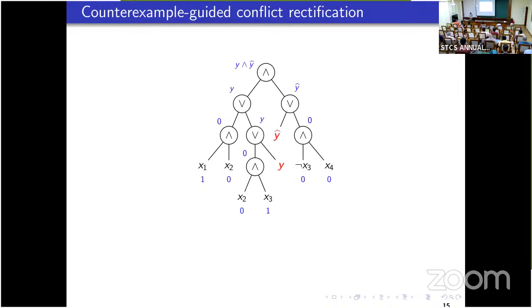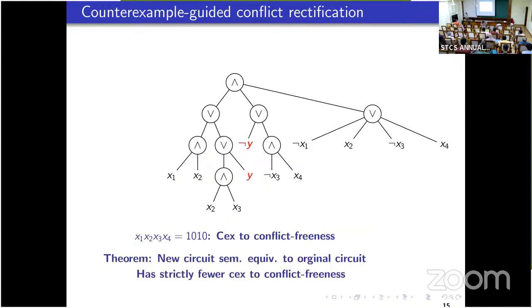And then I find that here is one counterexample, which is an assignment to the other variables, which makes the output behave like this. And all I do is I say, okay, there's a counterexample to conflict freeness. And I just add a new circuit here, which is really recognizing this and negating this, and I can just conjoin it, add it to the output. And then there is this theorem which says that this new circuit is going to be semantically equivalent to the original circuit, and it has strictly fewer counterexamples to conflict freeness.